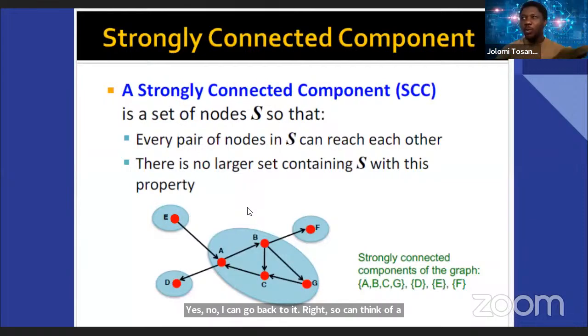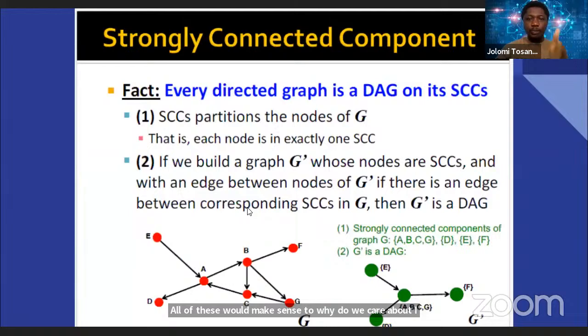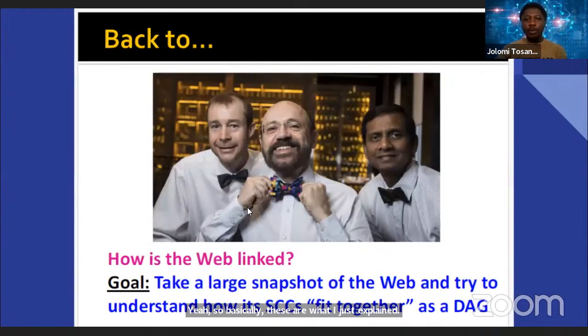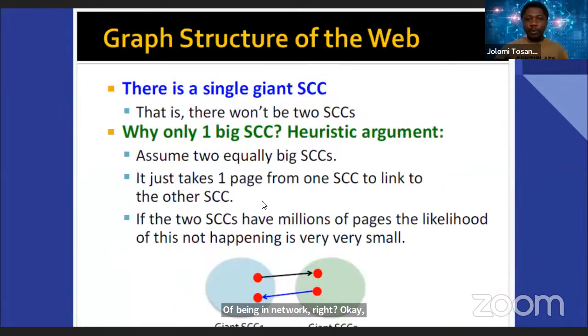Why do we care about SCC and DAG? I think you will understand that very soon. This is basically what I just explained, DAG and SCC and stuff like that. So let's go back to the web being a network, right? These guys tried to understand how the internet is connected as far back as 1999, and they realized that there is a single giant SCC. You can basically get to almost every other website in the world if you keep following hyperlinks, right? Not all, but it's a big SCC. Why is that so?